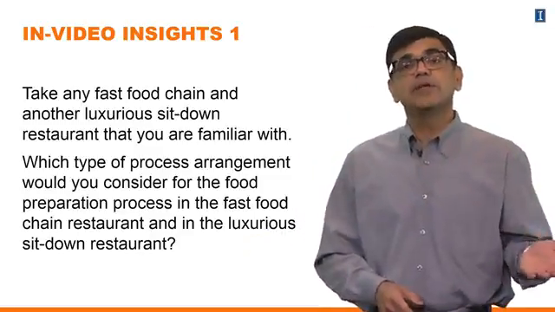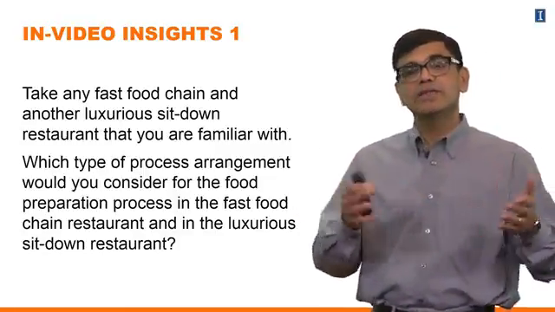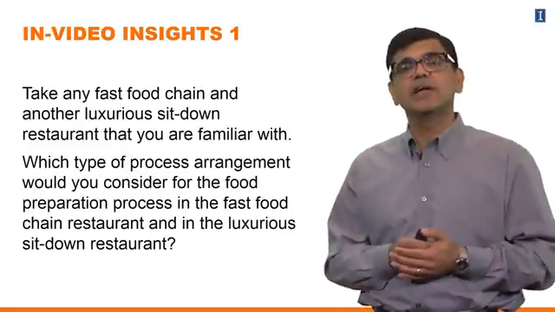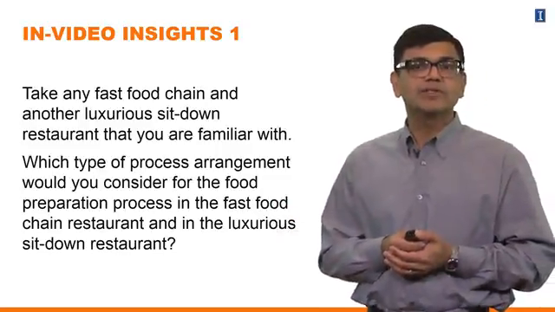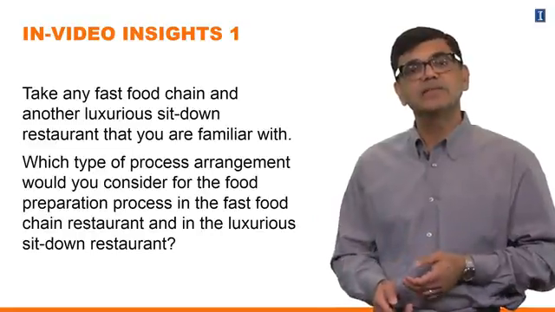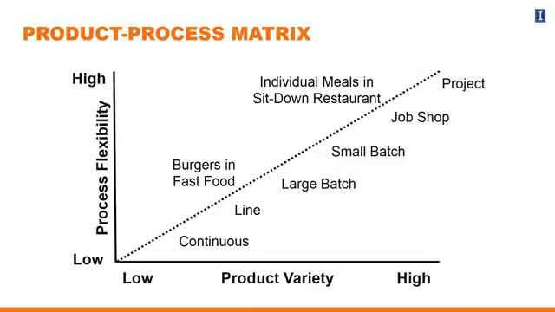On the other hand, when you're thinking of a luxurious sit-down restaurant, you're thinking of the chef, the sous chef, and different types of departments within that big kitchen for that luxurious sit-down restaurant that's taking care of different aspects of the production of the food for you. So here you see the contrast between these two types of process arrangements. Now let's place these on this diagonal that we looked at earlier. And if you think about it, you're talking about the fast food restaurant having a line process. You're talking about the individual meals coming from a job shop.